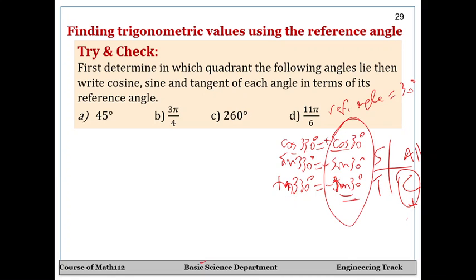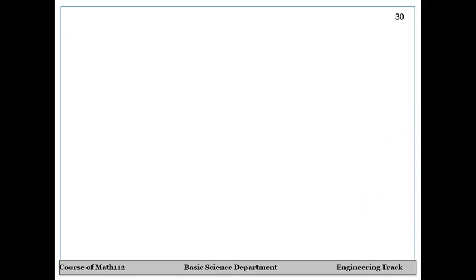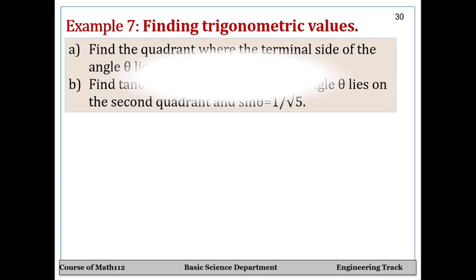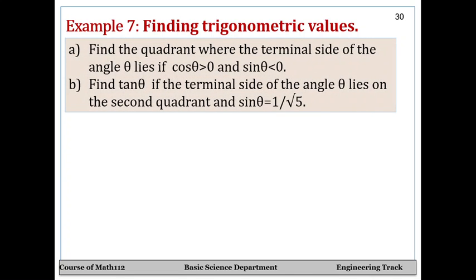Okay, can we find the values of them? Yes, they should be in our memory. Remember the 30-60 triangle, it's 1, square root 3, 2. Use these values. Okay, let's look at these questions and let's solve them.